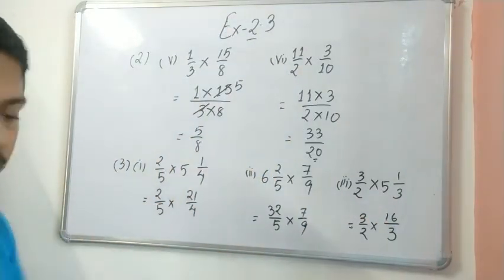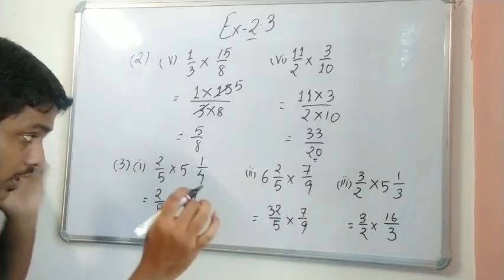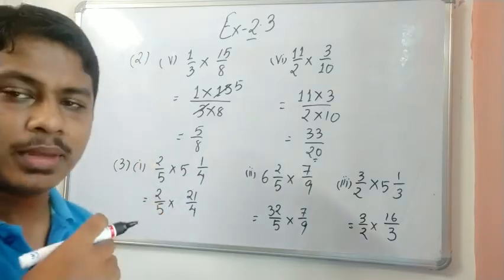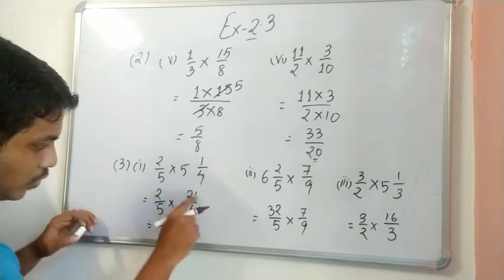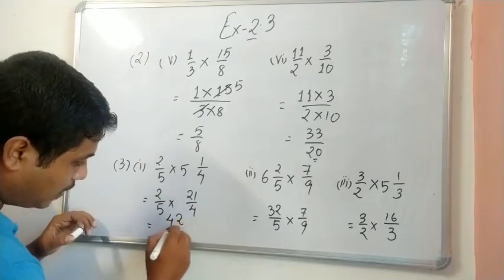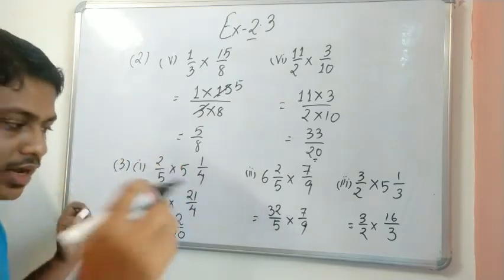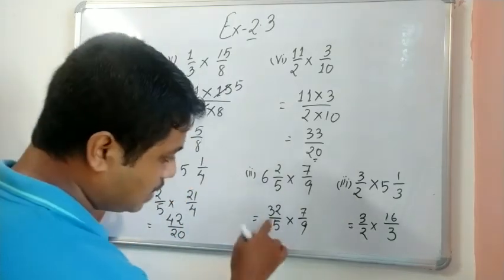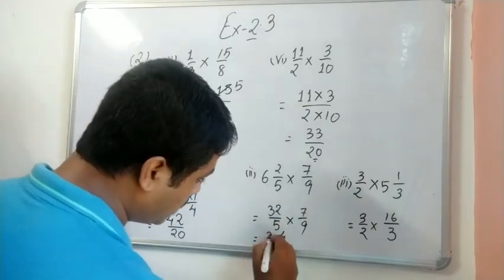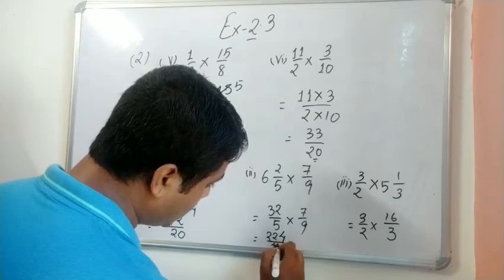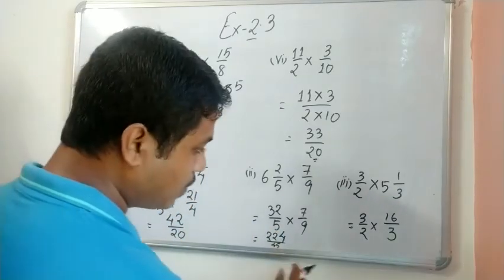I want to make it in a simpler form. It is not asked in the question to make it into a simpler form. You can make it in a simpler form, or you can just keep it and multiply. 2 into 21 is 42, and 5 4s it will be 20. You can make it in a simpler form, but it is not specified in the question. Then 32 into 7, so 7 2s are 14, 7 3s are 21, so it will be 224 divided by 45. Okay, so it will be 224 by 45.